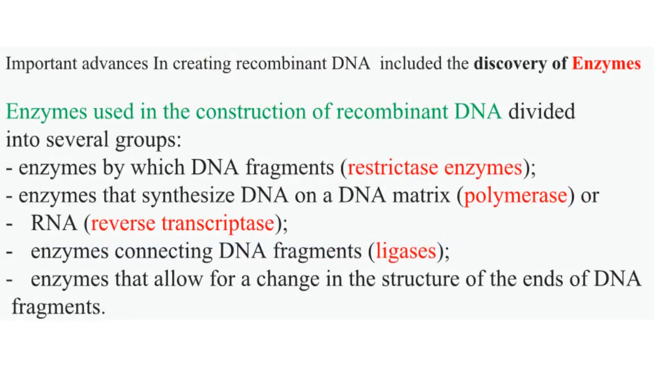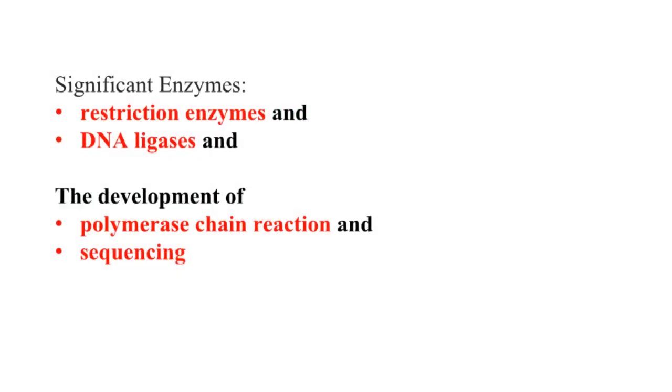Important advances in creating recombinant DNA included the discovery of enzymes. Enzymes used in the construction of recombinant DNA are divided into several groups: enzymes that cut DNA fragments, restrictase enzymes; enzymes that synthesize DNA on a DNA matrix, polymerase, or on RNA, reverse transcriptase; enzymes connecting DNA fragments, ligases; and enzymes that allow for a change in the structure of the ends of DNA fragments. Significant enzymes are restriction enzymes and DNA ligases, along with the development of polymerase chain reaction and sequencing.